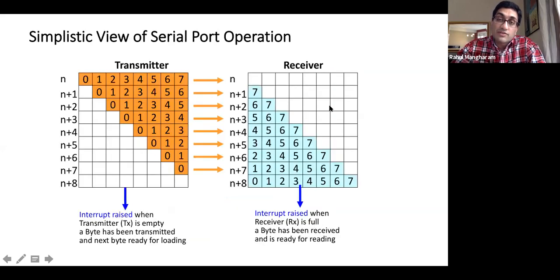So let's look at what happens now when I have a serial. Suppose this is my buffer, right? I have 0, 1, 2, 3, 4, 5, 6, 7 in my transmit buffer. And I'm ready to send now, right? I haven't sent the receiver anything. Then I push out 1 bit, and the receiver receives 1 bit. Then I push out the next bit, the next bit, the next bit. With each clock cycle over here, I'm pushing out 1 bit.